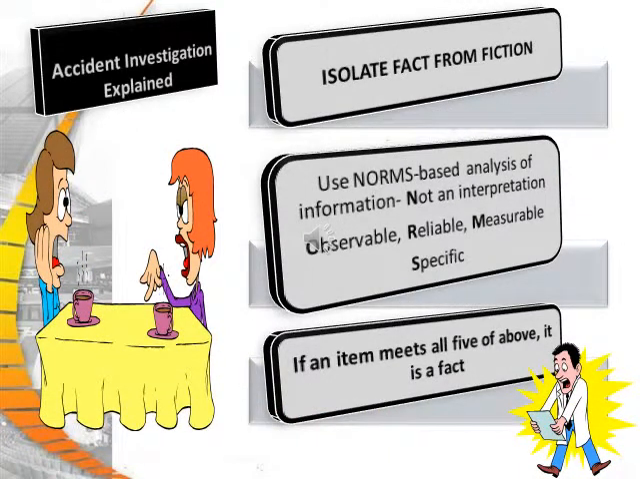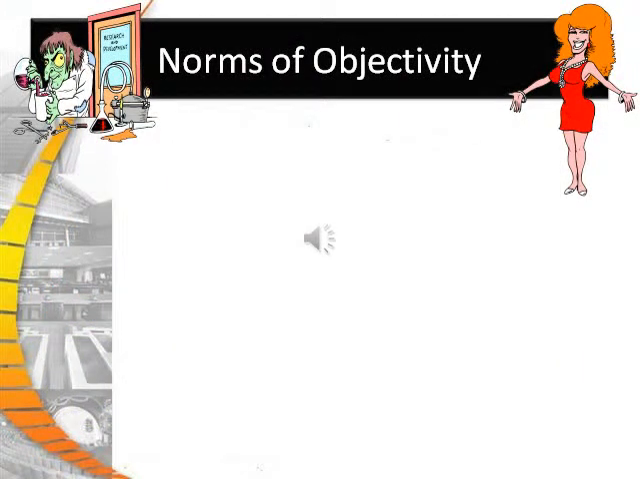Isolate fact from fiction. Use norms-based analysis of information. Norms is short for: not an interpretation, observable, reliable, measurable, specific. If an item meets all five of those, it is a fact. Here we can talk about norms of objectivity. On the left side of the column you see the objective, not an interpretation, and on the right side you see subjective information such as interpretations. You have observable versus non-observable, reliable versus unreliable, measurable versus non-measurable, specific versus general.